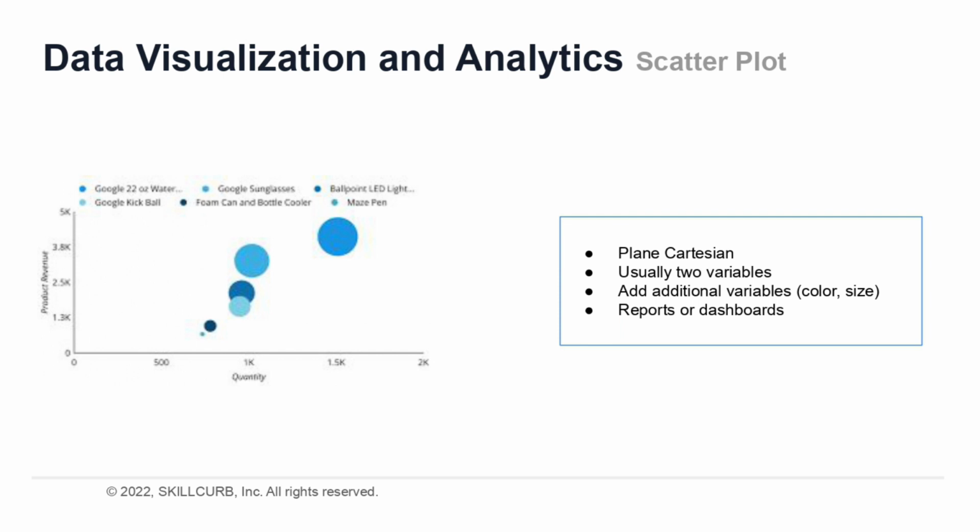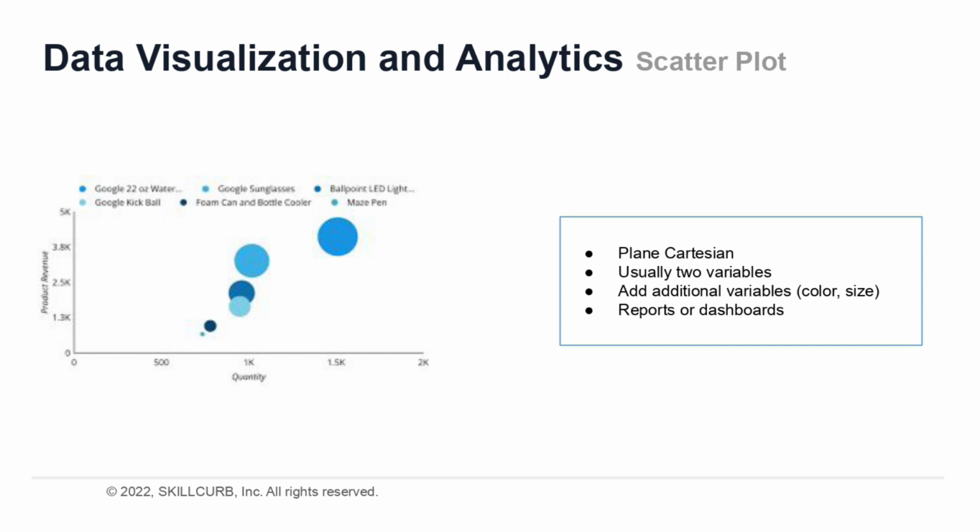Finally, we have scatter plots. Now, scatter plots are plotting points on the Cartesian plane. Scatter plots are typically based on two variables, that is the x value and the y value. However, you can include other variables, and this can be shown by the color of the points or by the size of the points.